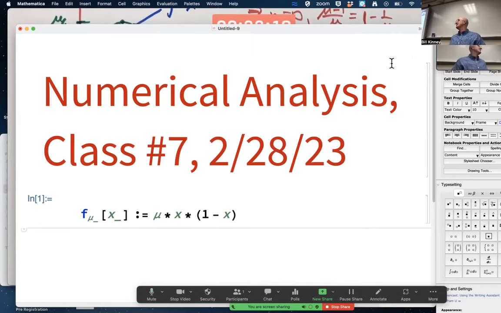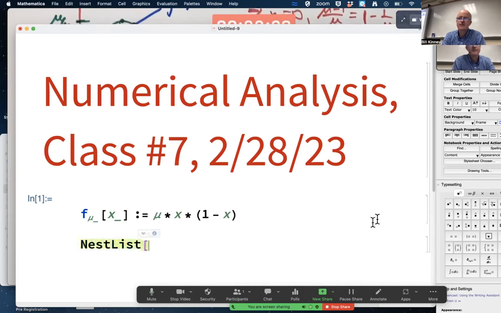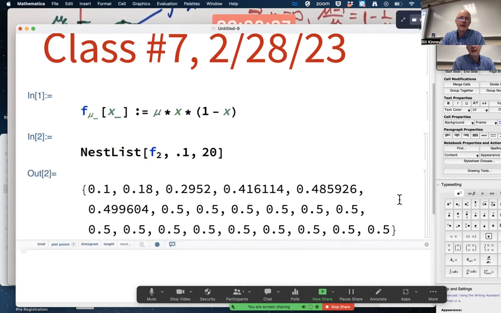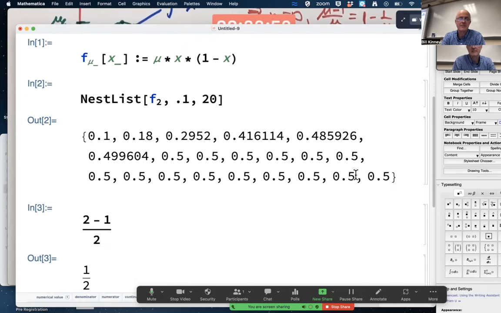If all we're after is just iteration, the quickest way to see some iterates is to use NestList. Pick a value mu between 1 and 3, like 2, say. Pick a seed like 0.1, pick the number of iterations, say 20. And we see when mu is 2, that it looks like your fixed point is at 1/2. And it's attracting. If mu is 2, then yeah, mu minus 1 over mu is 1/2.